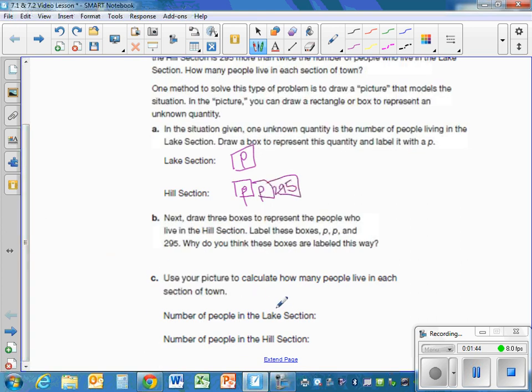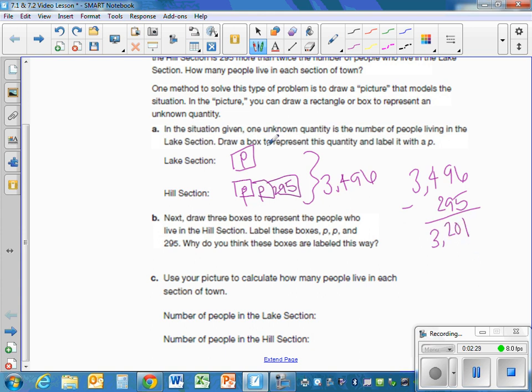Think about why the boxes might have these labels. Use the picture to calculate how many people live in each section. Well, if the total of all of these was 3,496, we then need to figure out how we can find the number of people living in the lake section. We can look at our picture and see that we need to take off 295 to get closer to just one single piece. So we can take 3,496 and subtract the 295. That would give us 3,201.